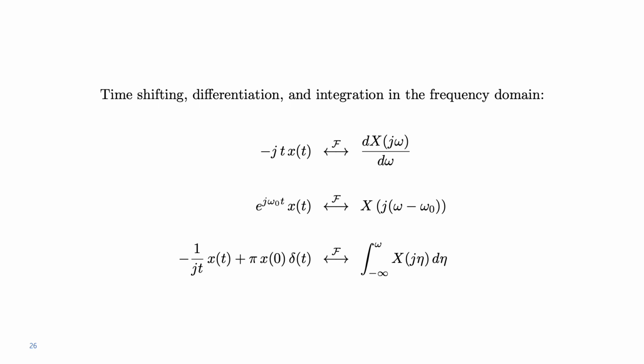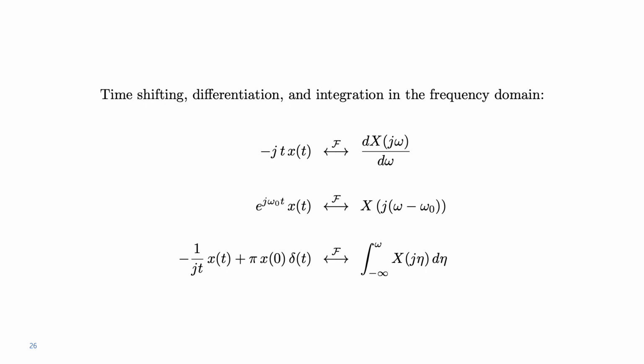If I apply a frequency shift, so if I construct x of j omega minus omega 0, in time domain this corresponds to a multiplication by a complex exponential, meaning that the anti-transform is going to be e to j omega 0 t x of t. And the value omega 0 in the exponential is the one corresponding to the shift in the frequency domain.